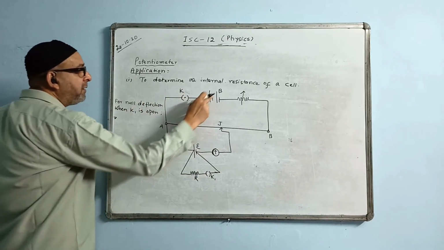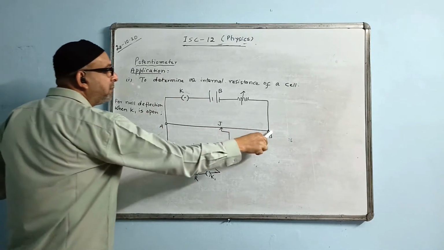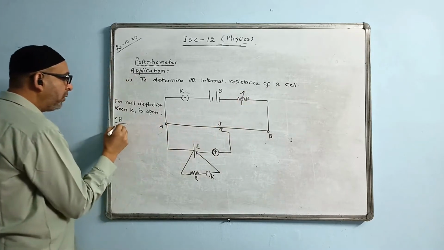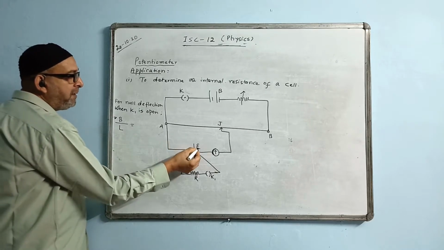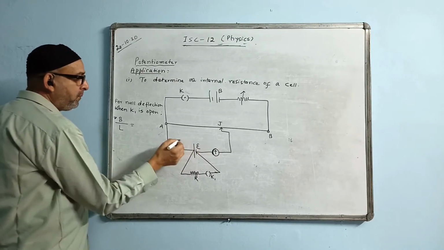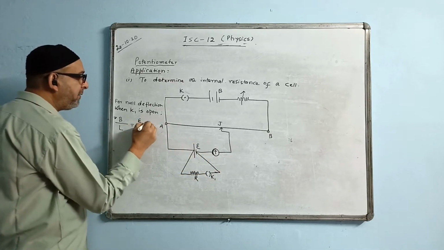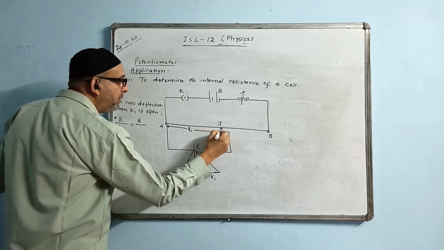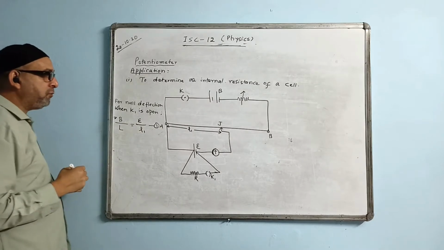So what we can write? Potential gradient of the entire wire will be E divided by the total length. Total length, I will take the length of this one plus length of this one together. Total length is L. We are balancing this EMF because this is as if not in the circuit. Then we write here E divided by L, equal to E divided by the balancing length, which we record as L1. Mark this as equation 1.